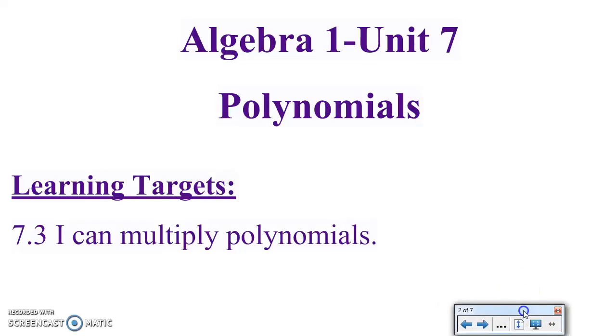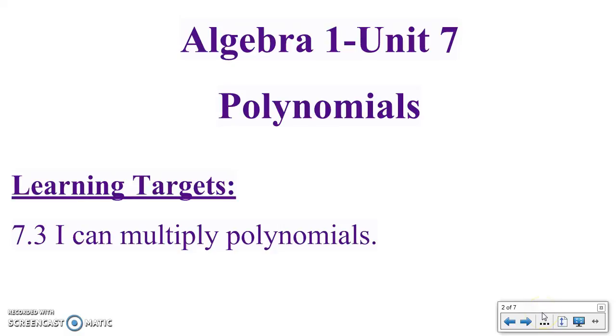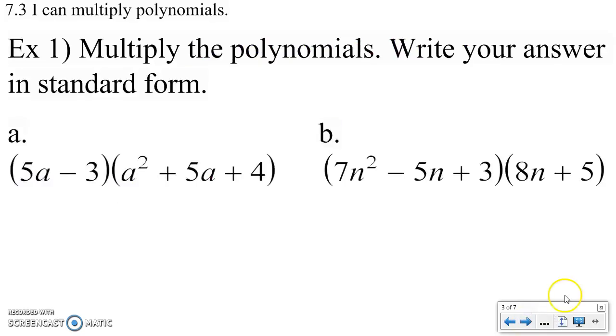Today we're going to focus on the second day of multiplying polynomials. If you remember, yesterday we talked about distributing and then also multiplying a binomial times a binomial, and we talked about two methods. The first was FOIL and the second was the box. Today we are going to go ahead and look at problems that include trinomials.